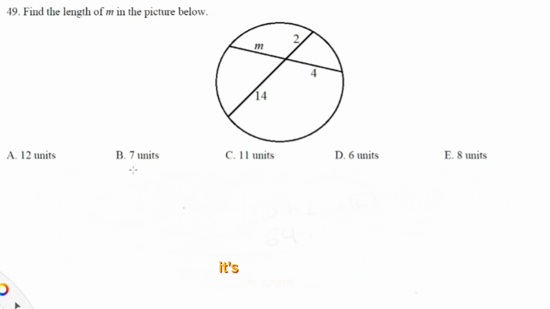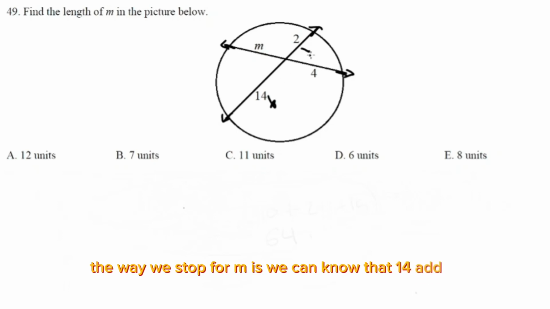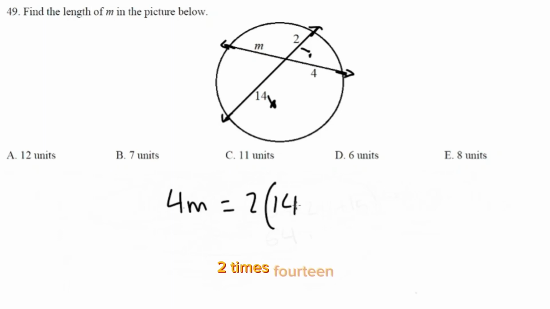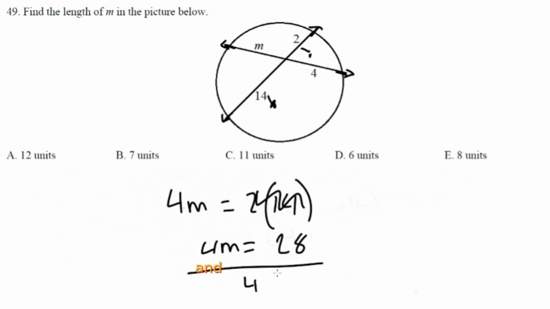Next, find the length of m in the picture below. Alright, so to solve this problem, it's actually very, very simple. There are two lines here. We have this line that has the 2 and the 14, and we have this line that has the m and the 4. The way we solve for m is we know that 14 and 2, whatever they multiply to, is the same as what 4 and m multiply to. So we can say that 4m is equal to 2 times 14. 2 times 14 is just 28, which means 4m equals 28. Now we can divide out the 4 and we get m equals 7, and that's your answer.